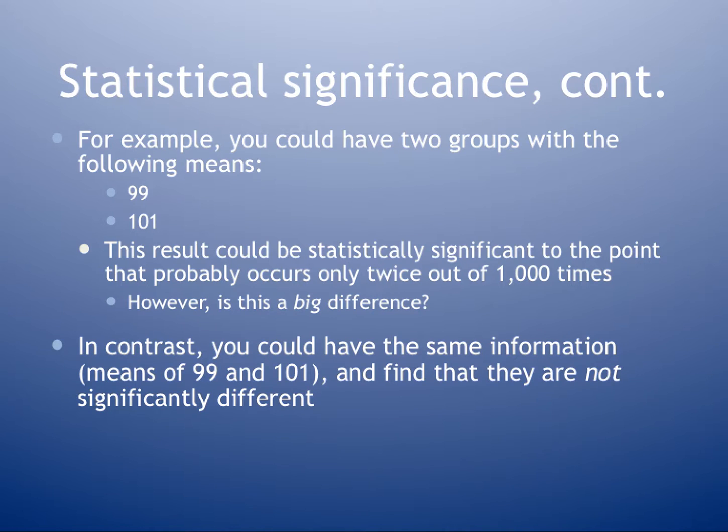On the other hand, we could have the same information in a different situation, different groups, and we could find they're not statistically significant. Maybe those could happen 20 times out of 100 by chance alone. So the numbers aren't as important as the context they are in. And that's why it's so complicated. And you'll see going forward, it actually can be surprisingly complicated.